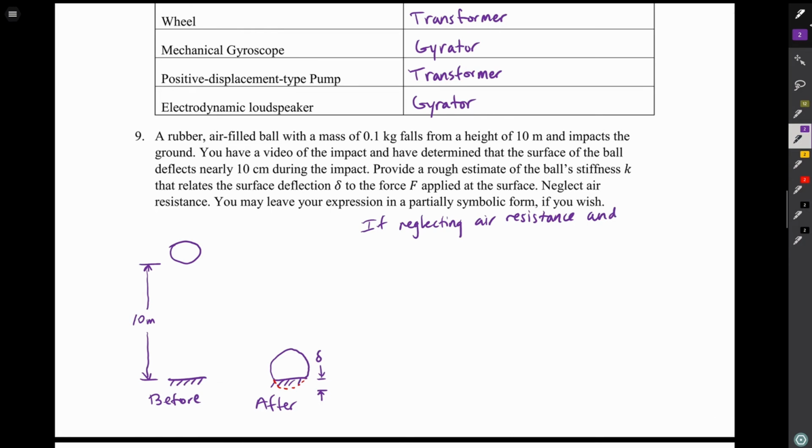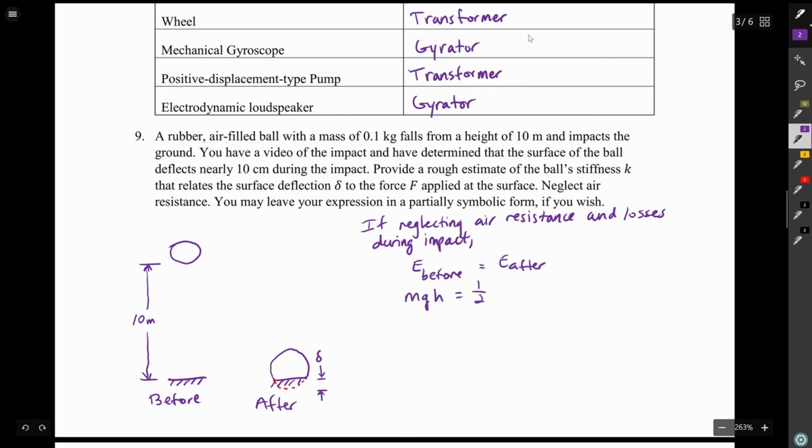delta. The way we're going to do this is by assuming that if there is no air resistance and there are very few losses in the materials when the ball impacts the ground, then the amount of energy in this system before has to equal the amount of energy in the system after at the bottom of the impact.